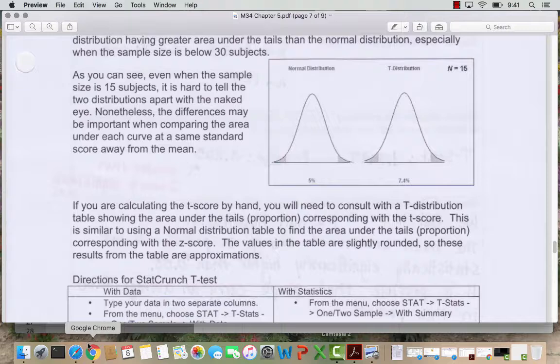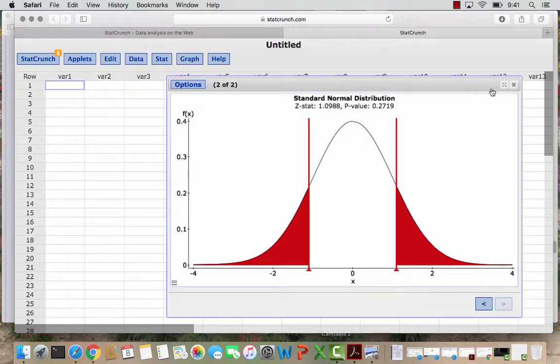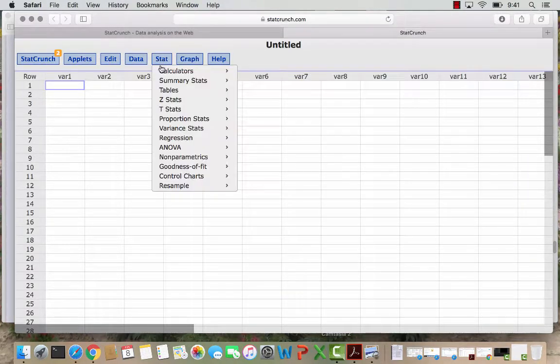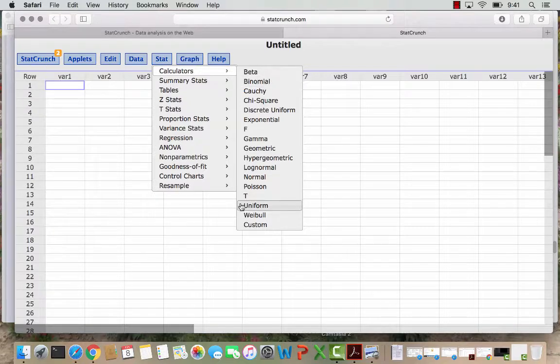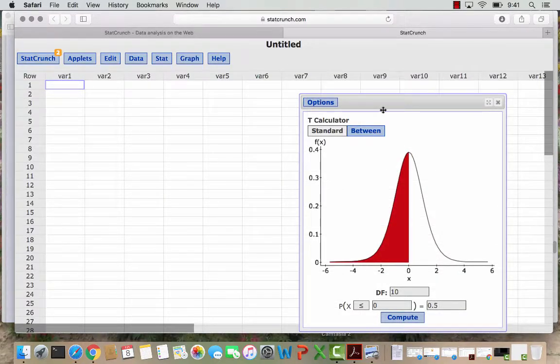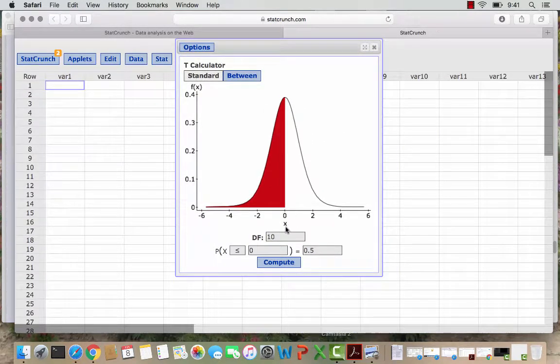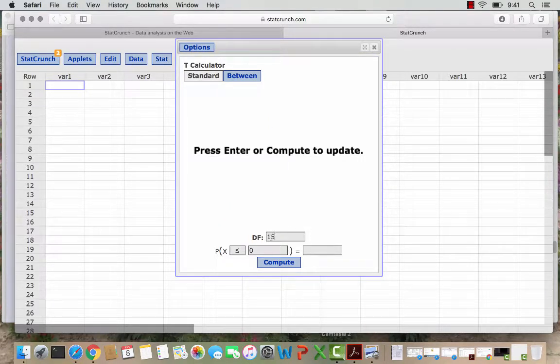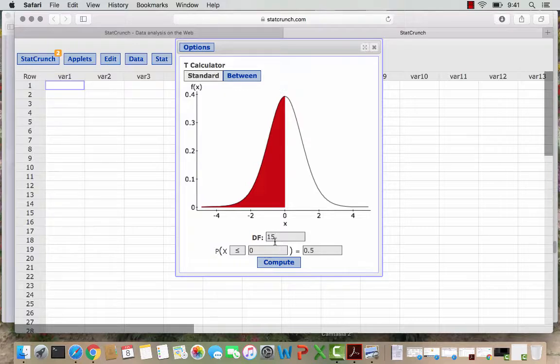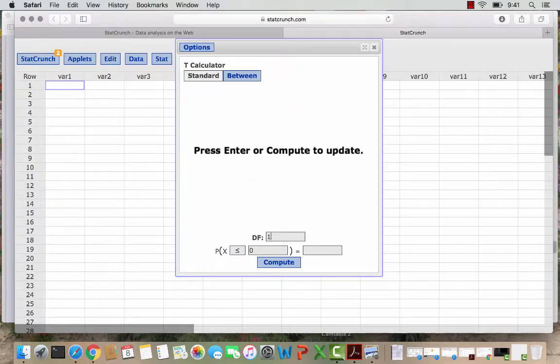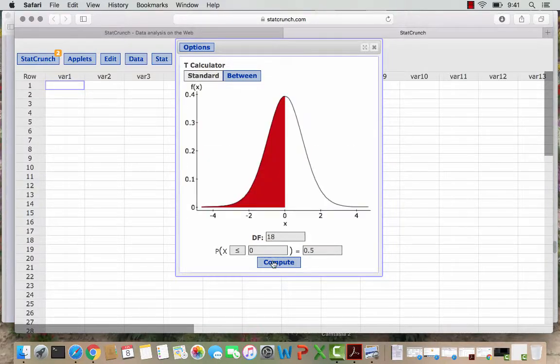Let me show you in StatCrunch. If you go to stat calculators, remember we had the normal calculator, you can also go to the T calculator and see how right now the T calculator has what we call 10 degrees of freedom. If I change that to 15, you can see the shape changes a little bit. If we go to 18, it changes a little bit. It's kind of hard to see here.